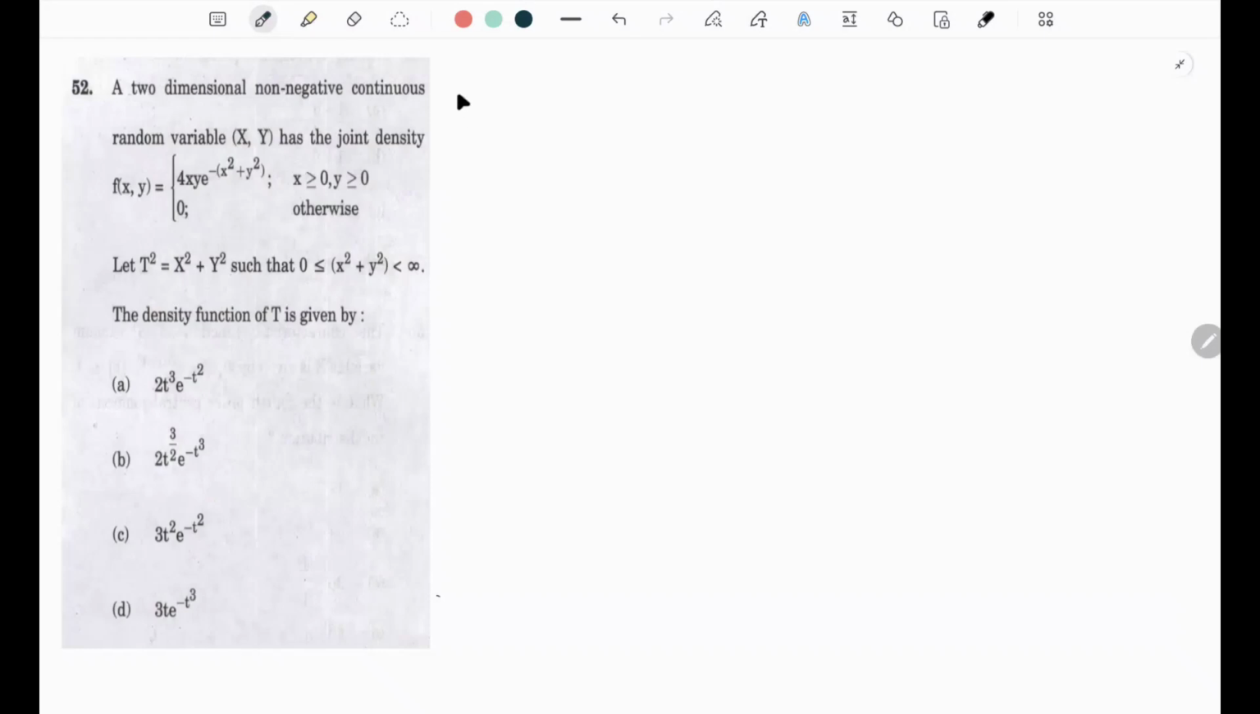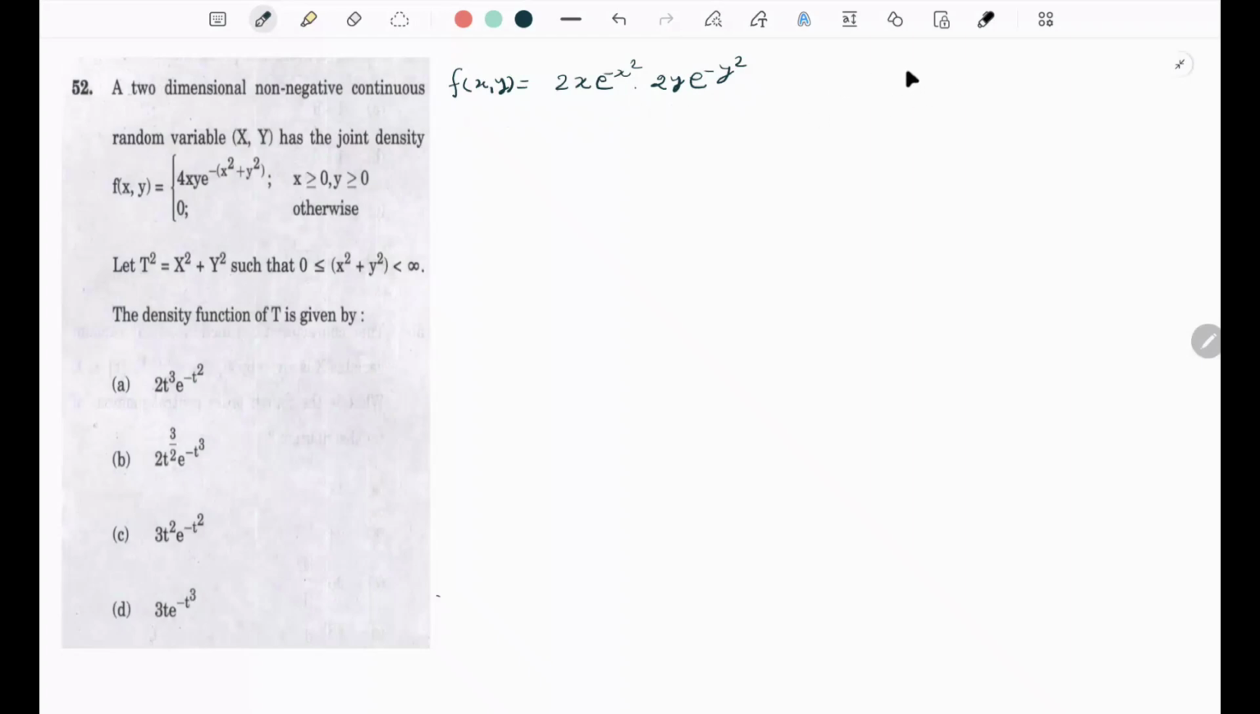Now let us write the joint PDF. The joint PDF is given by 4xy e^(-(x² + y²)). So this can be written as 2x e^(-x²) into 2y e^(-y²). This can be written like this.